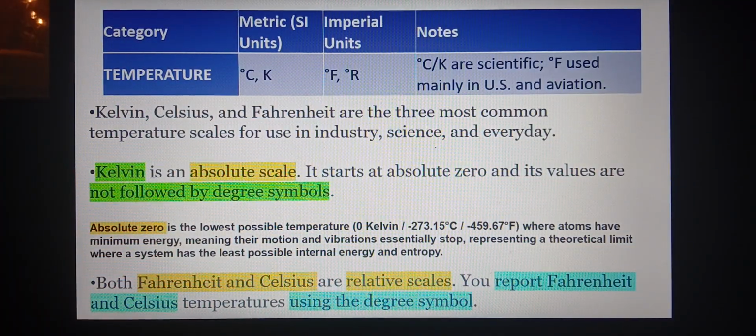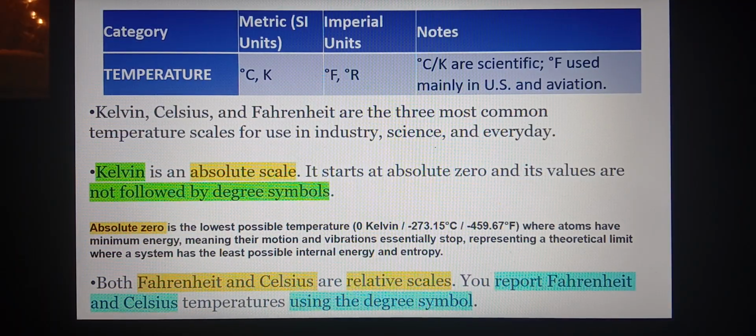If we take a look at this table here in front of us, showing the category and what the temperatures are measured in, we see that for metric, the SI units, the temperature is measured in degrees C and K. Note that K does not have a degrees sign next to it. The imperial units are measured in degrees F and degrees R.